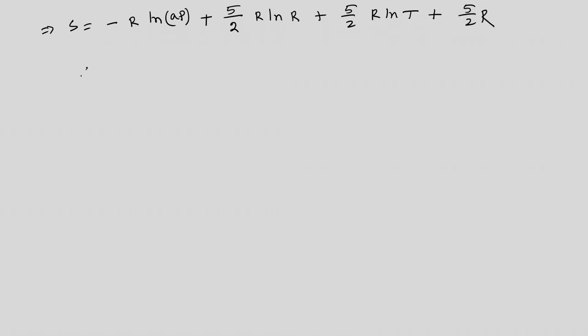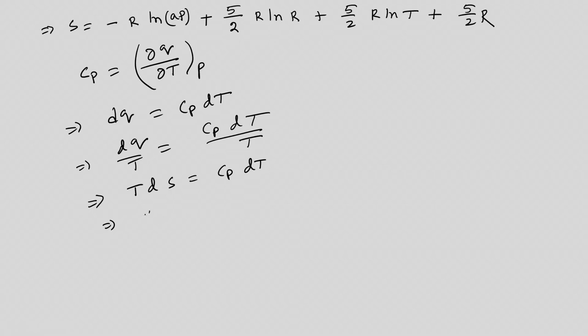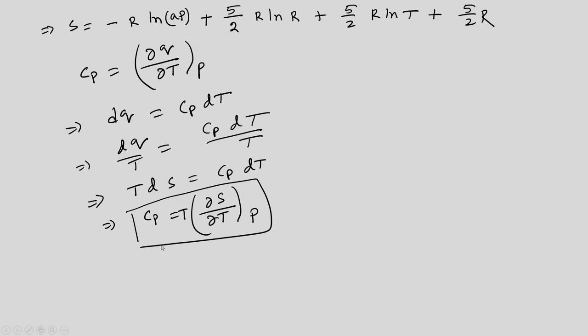So, this is S. Now, Cp is del Q by del T at constant pressure, or dQ is nothing but Cp times dT, so dQ by T is Cp dT by T. So, we get T dS is Cp dT, or Cp is T times del S by del T at constant pressure. So, this is how we can calculate Cp.